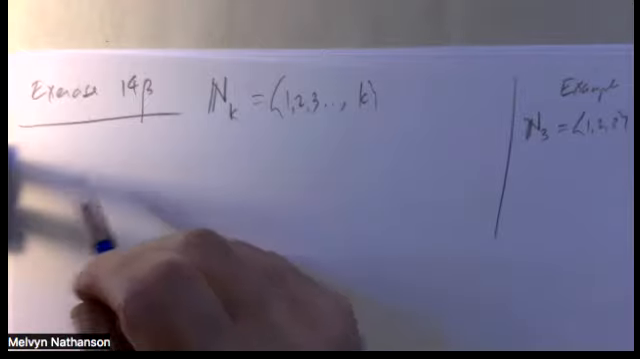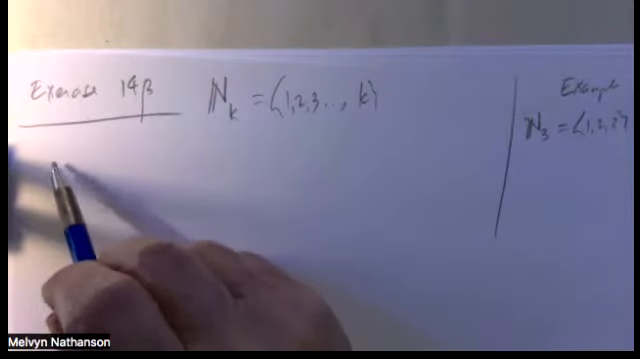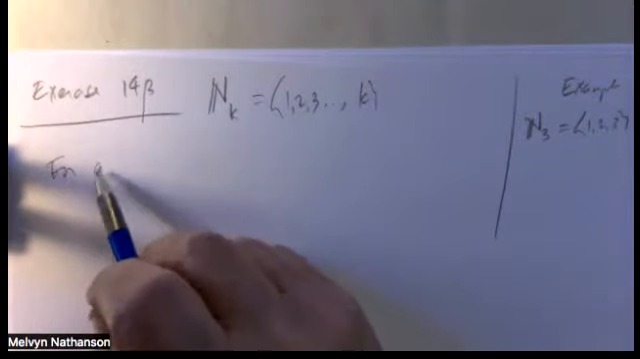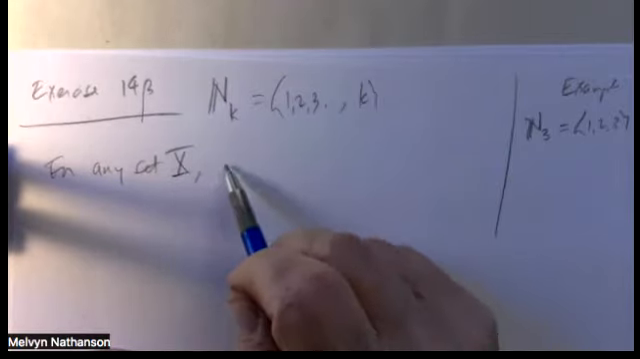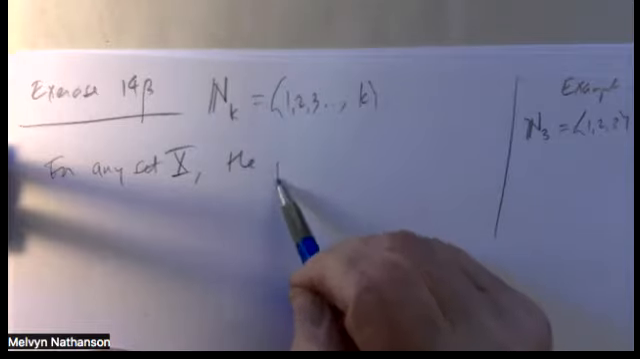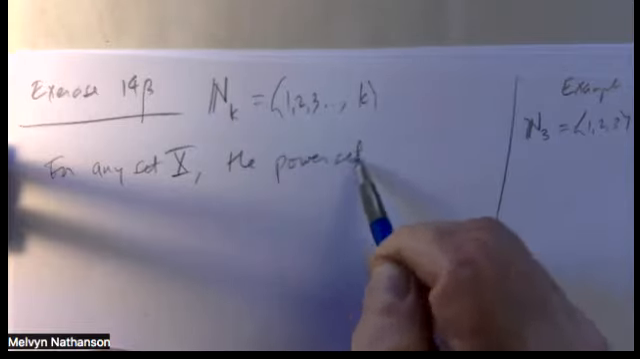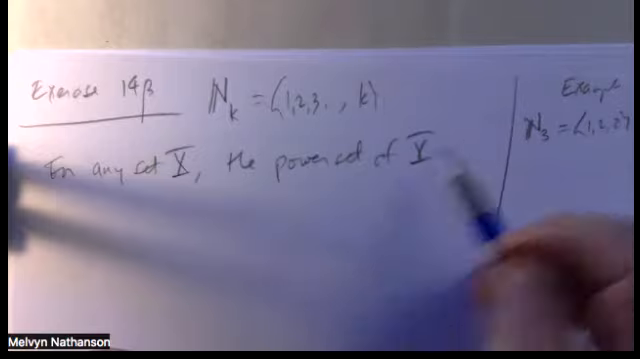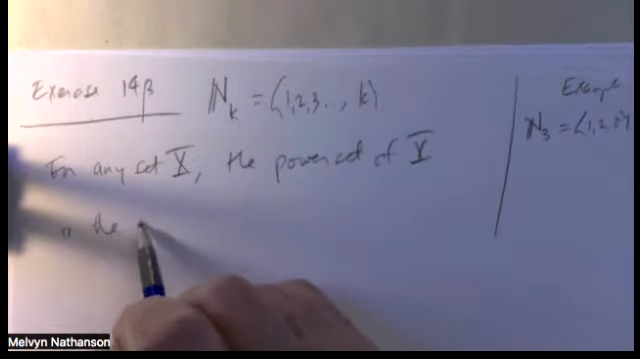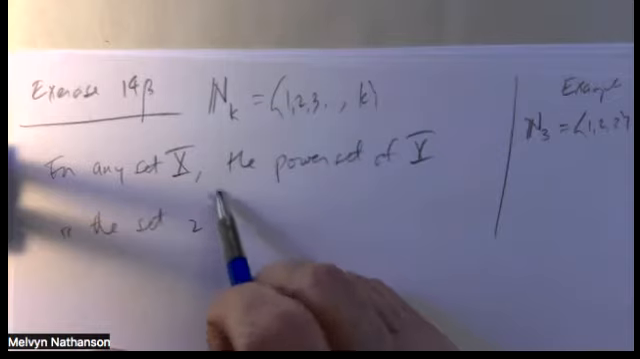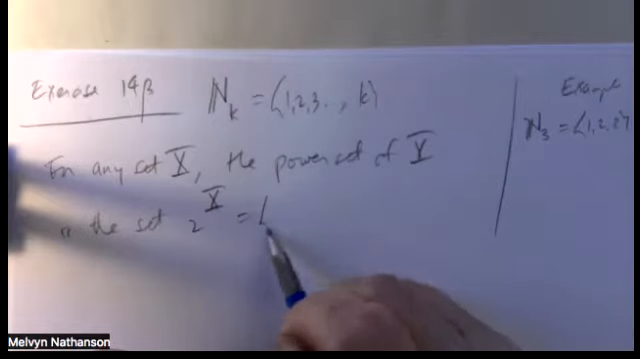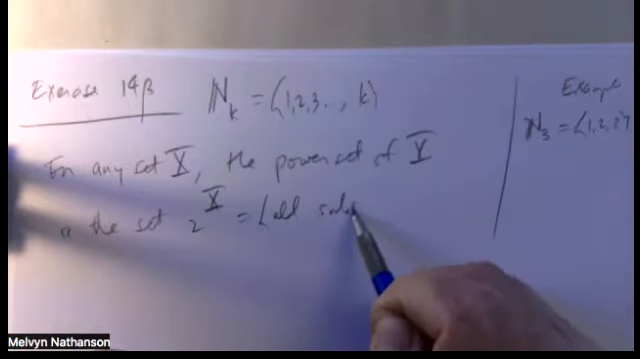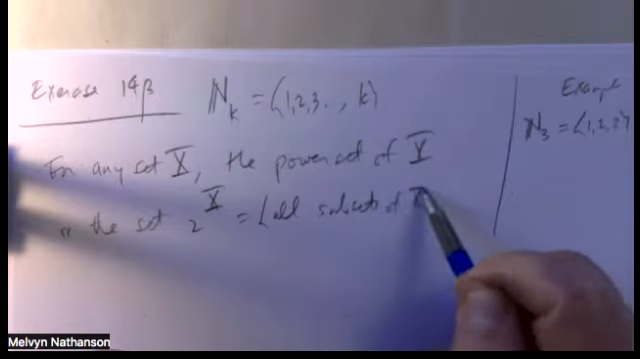And so in general, for any set x, what is called the power set of x is the set which is written as 2 to the power x. But of course, this is just notation because this is not a number. This is the set of all subsets of x.